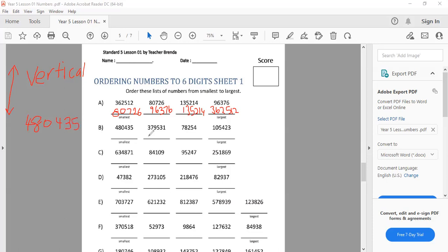480,435. The next number, 379,000. Write it in the correct house, 531. 78,000. So this is 78,000. You don't go and mix up, you don't go and write here 7. 78,254. Okay, good.